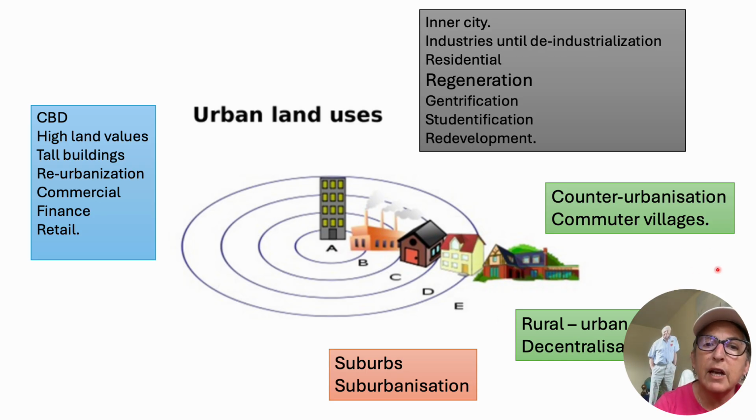And then further out again, you might have a village, and you may get people moving all the way out to the village. It might be on a motorway, it might be near a railway. This is counter-urbanisation, people moving to commuter villages. So rural areas, if they're close to a city and they're well connected, have experienced growth.